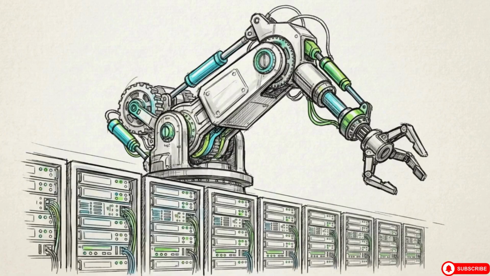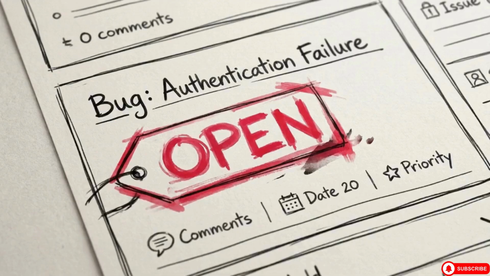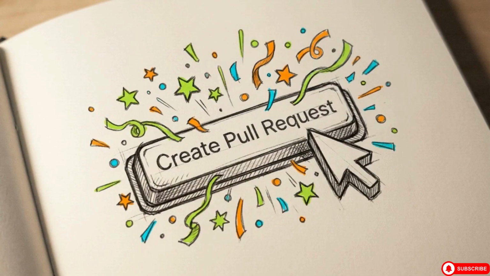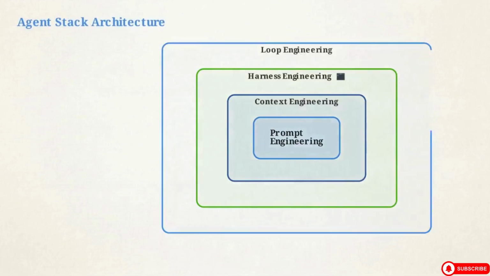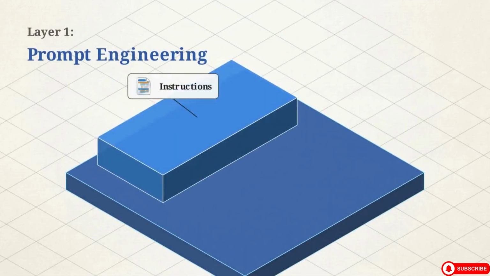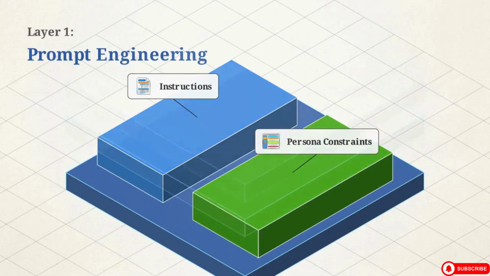To get an AI to actually do the heavy lifting, like pulling a GitHub issue, writing the code to fix it, and submitting a pull request, we have to look at how these systems are actually structured. The first layer is prompt engineering. At this level, you are defining the baseline instructions and setting the persona constraints for the model.